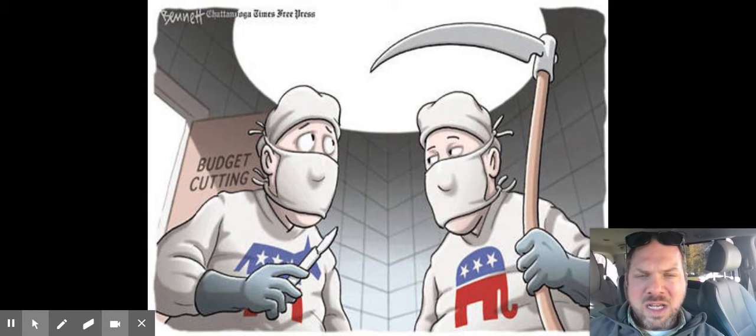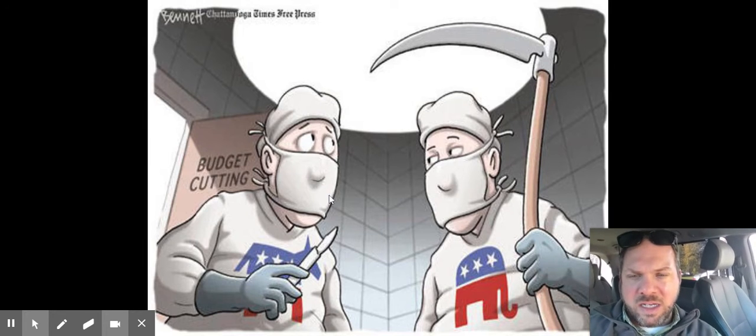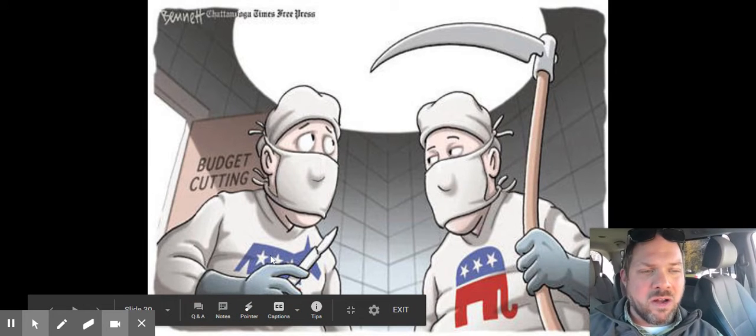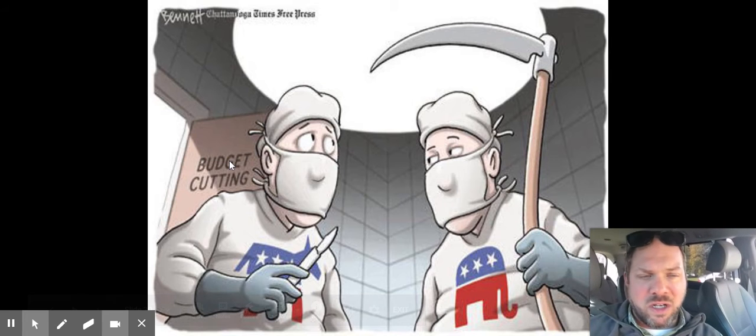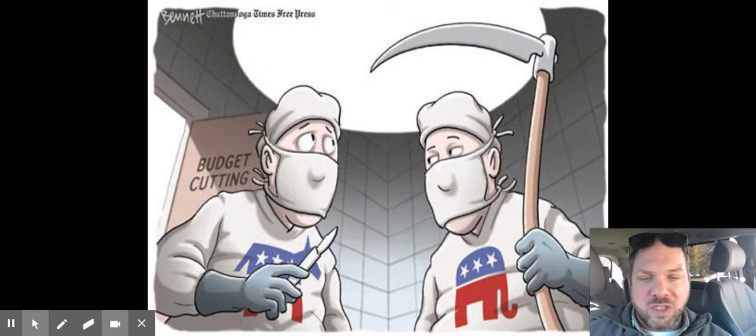What I see in this picture is a Democrat, because this doctor has a donkey on his outfit. And he is being very precise with his budget cutting. While the Republicans, see the elephant on this surgeon's shirt, he has a big knife that's probably going to kill us, i.e. kill the budget or our economy by cutting too much.